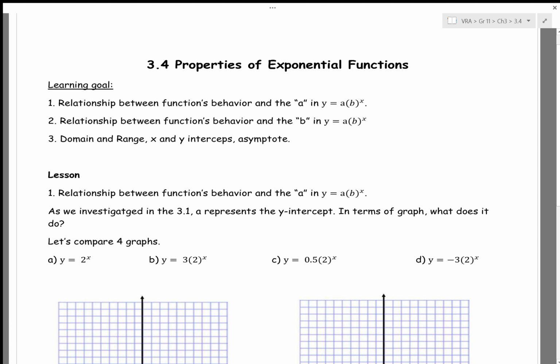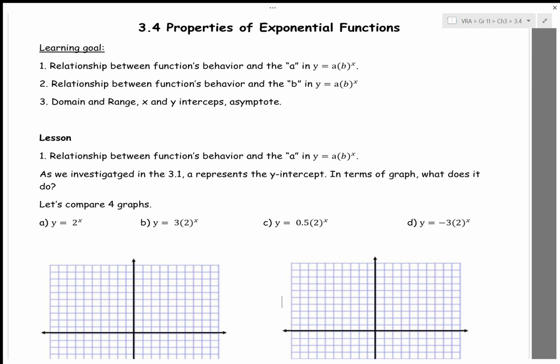Hi guys, this is 3.4 for the properties of exponential functions, but most of them are actually already covered in 3.1, so it's kind of review for you, okay? So the learning goal here is that you need to know the relationship between the function's behavior and the a value in a b to the power of x, the exponential function, and the relationship between the function behavior and the b as well, okay?